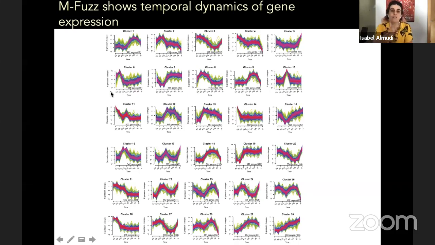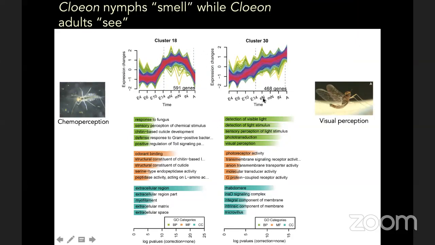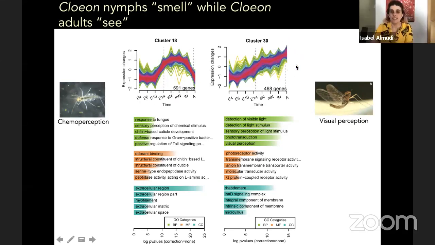Here, we wanted to focus on this transition between the aquatic and the adult stage. We have one cluster, cluster 18, which has genes with high expression only in the nymphal stages, versus this other cluster, cluster 30, which has genes that have a high expression during adulthood. And when we look at the type of genes, using gene ontology term enrichment analysis, we see which type of genes are in these two clusters.